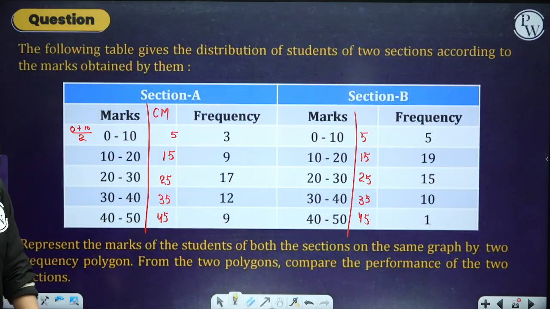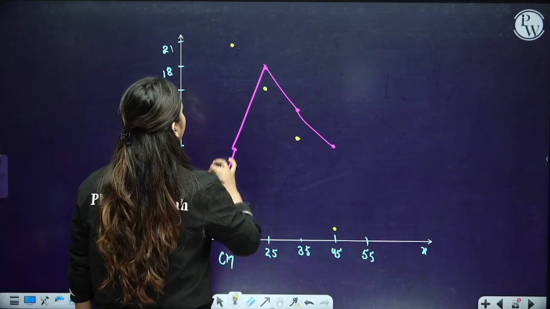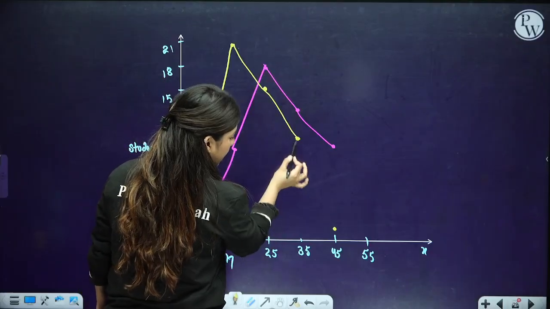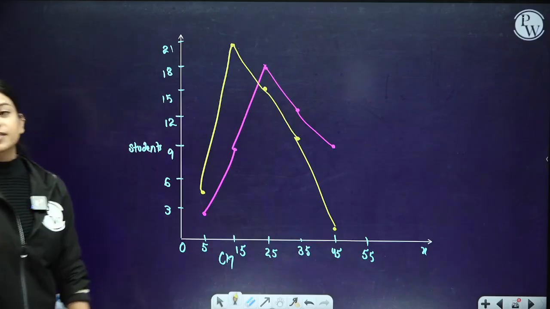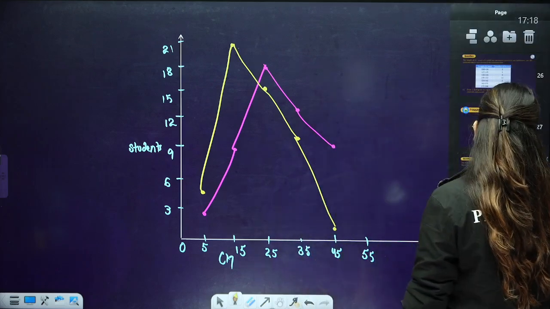Okay, so now let's check how we can join it with freehand. It goes like this, this, this, and this. So this is the frequency polygon of section B. Right? So this is how you draw the frequency polygon.